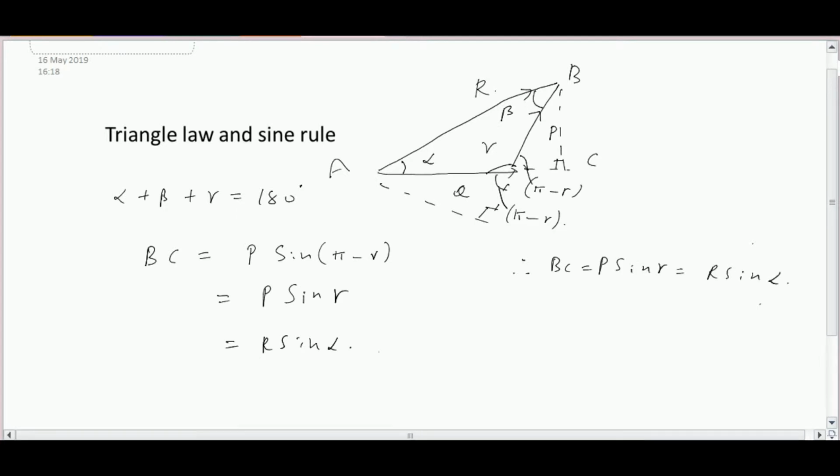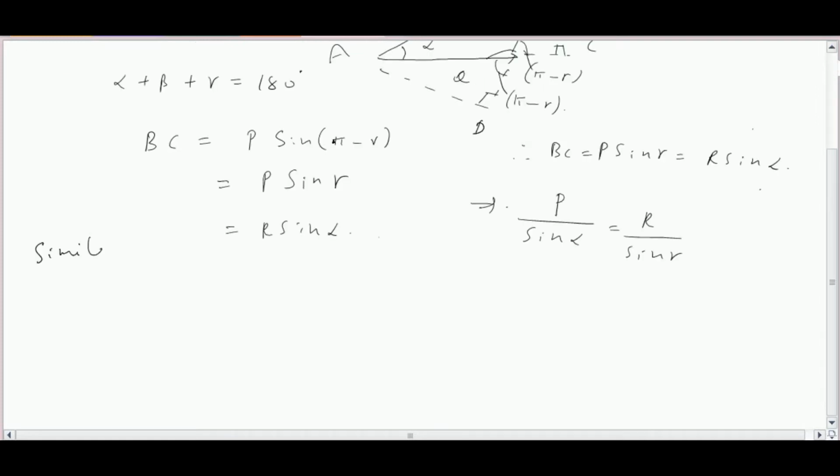So BC is equal to P sine gamma is equal to R sine alpha. So from this, P sine gamma is equal to R sine alpha. From this, P by sine alpha is equal to R by sine gamma. Similarly, if you take OD, it is equal to R sine beta. From the figure, you can see that R's vertical projection is equal to OD and Q sine pi minus gamma is equal to Q sine gamma, that is also equal to OD.